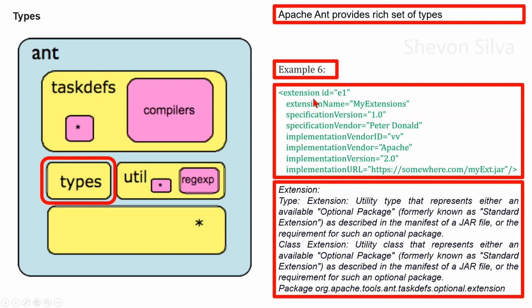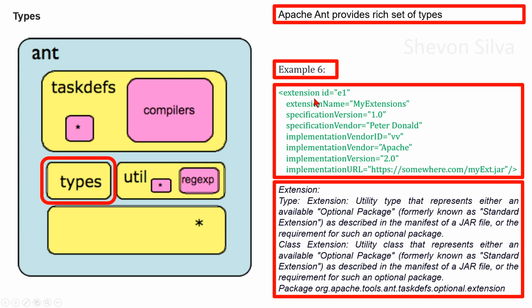Now we are considering extension, type extension, a utility type that represents either an available optional package, formerly known as standard extension, as described in the manifest of a jar file, or the requirement for such an optional package. Here you can see the fully specified extension object.